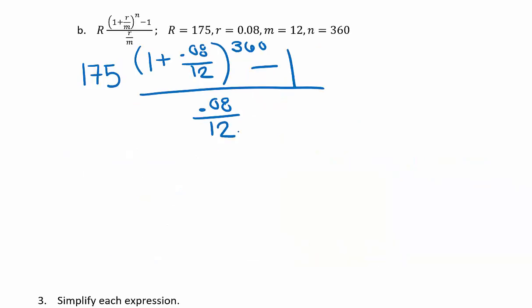Let's do one more that's pretty complicated. I'm going to start by plugging in the numbers that were given to me. R is 175. Little r is 0.08, m is 12, and n is 360.